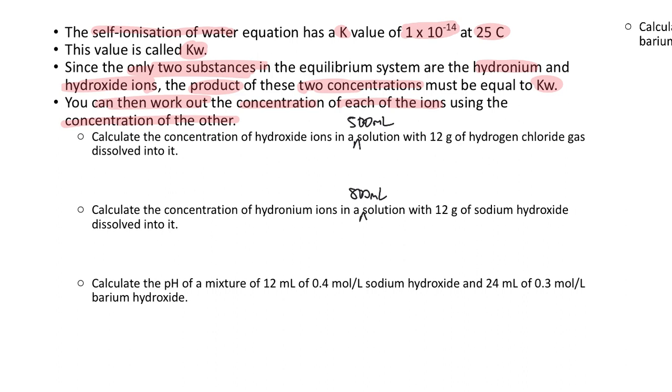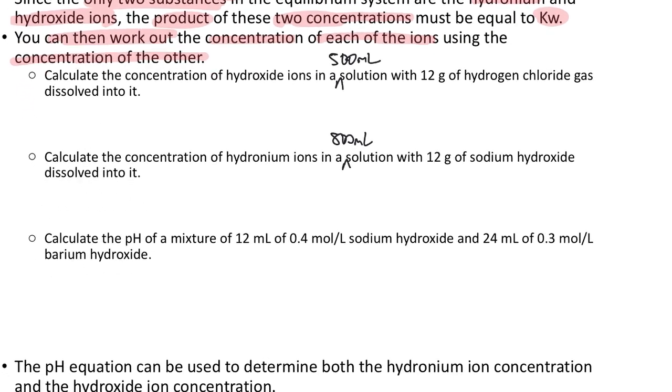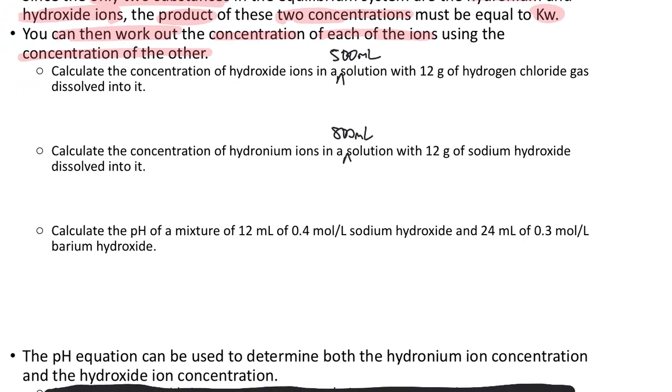Let's do these ones here. Calculate the concentration of hydroxide ions in a 500 ml solution with 12 grams of hydrogen chloride gas dissolved into it. So this is working out the hydroxide ions from the hydrogen chloride gas. First of all, we work out the number of moles of HCl, which would be 12 over 1.008 plus 35.45, which is equal to 0.329 moles.